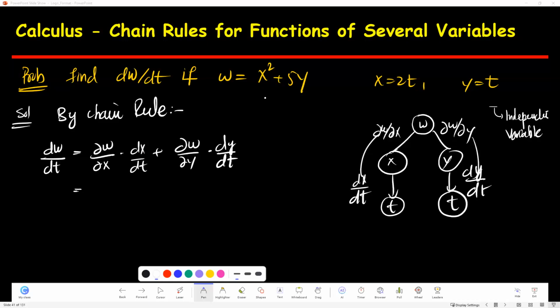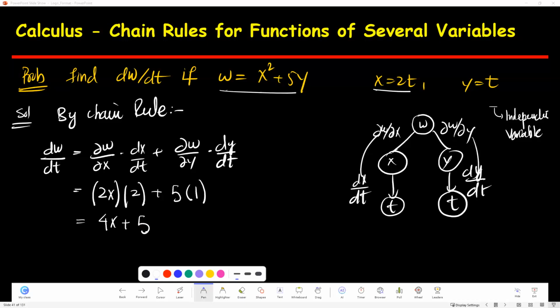So dw over dx, this is my thing. So I'm going to take this equation and take the derivative. So the first one, dw over dx, is going to be 2x, dx over dt, which is here, is going to be only 2, and plus 5 and then 1, right? dy over dt is 1 and this is 5. Can I solve this further? Yeah, I think I can do that. Plus 5, right?